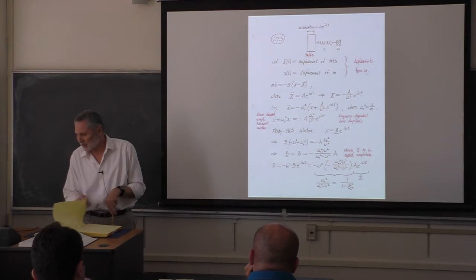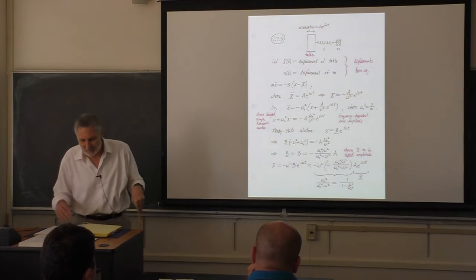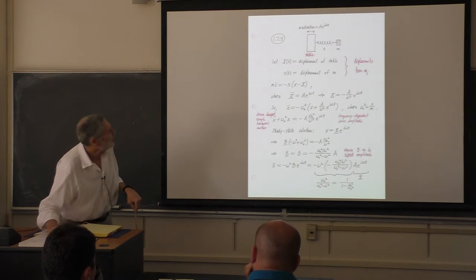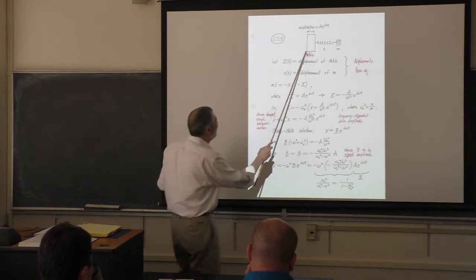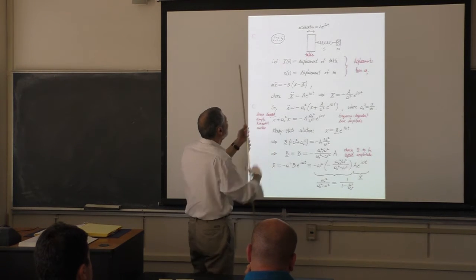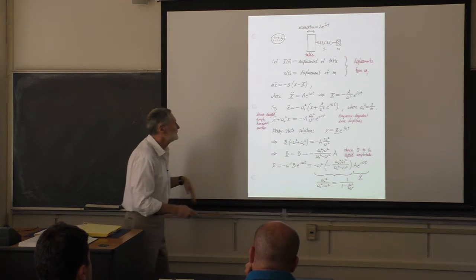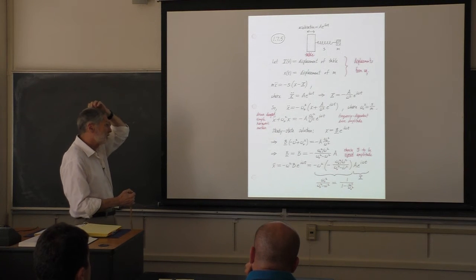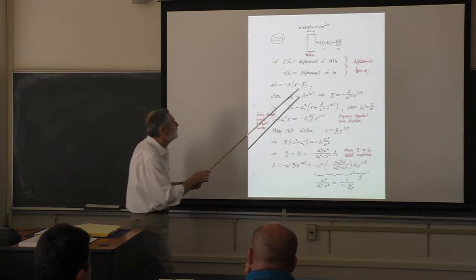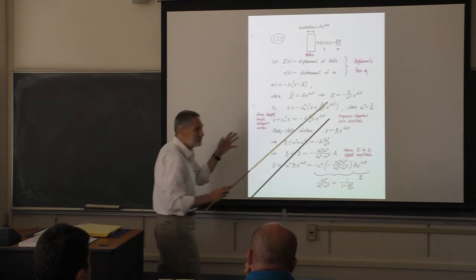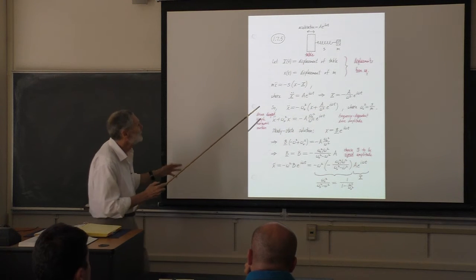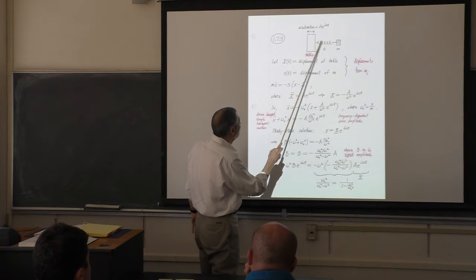Okay, the next one is 7.5. KFCS called this a table. So I get this top view, and I don't know why they called it a table, but we'll go along with them. It's just some body, some object here, and a mass and a spring is attached to it.